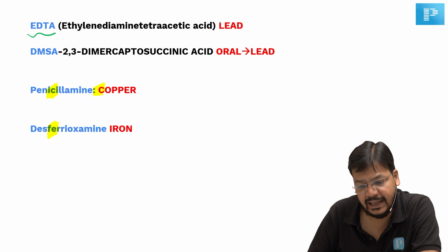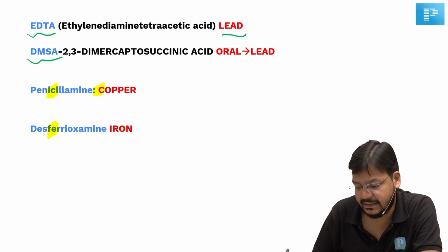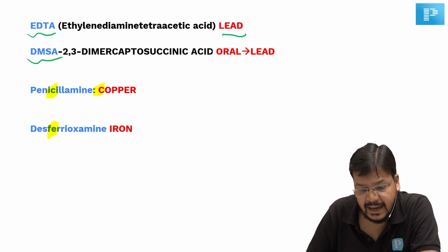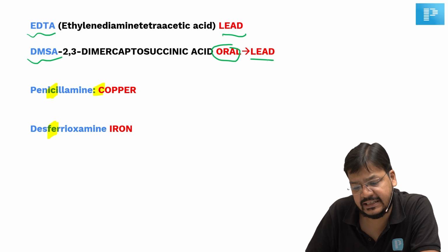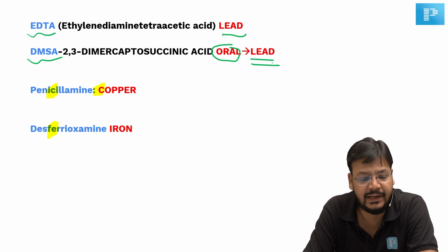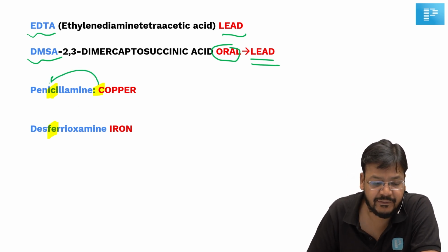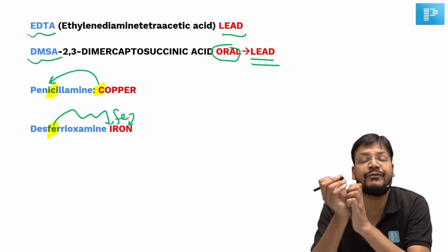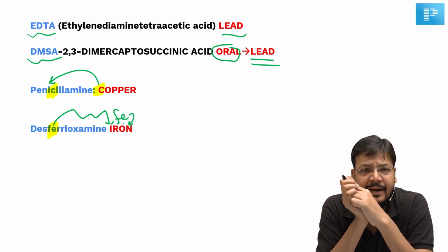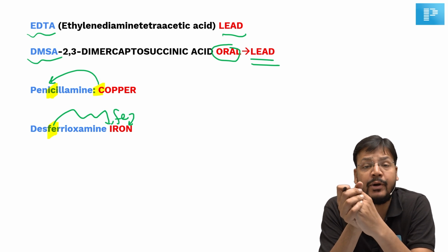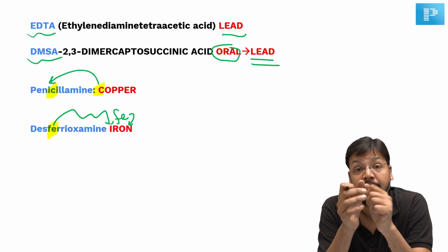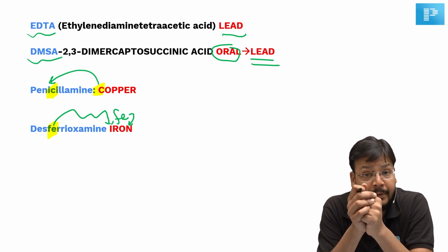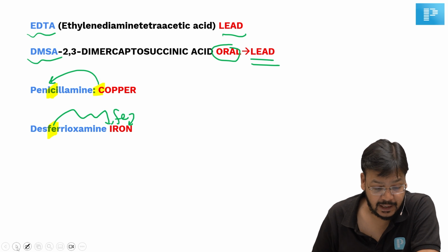EDTA is given in lead. DMSA, very, very important word. DMSA is an oral chelating agent given in lead, better than EDTA. Penicillamine is given in copper, and desferrioxamine is given in iron.